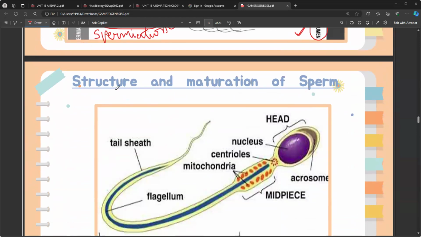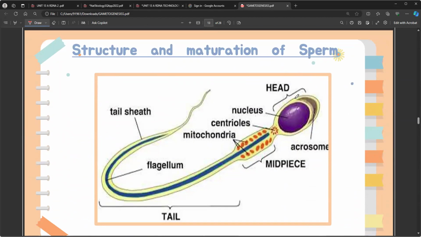Now, all of you please try to understand how the sperm looks, what the exact structural composition of the sperm is, and how the sperm gets matured. Is it really necessary for the sperm to mature? Without maturation, does the sperm associate with the egg cell or not? Everything is important here. All are important with respect to statement-related questions.